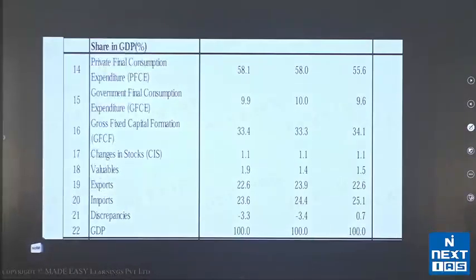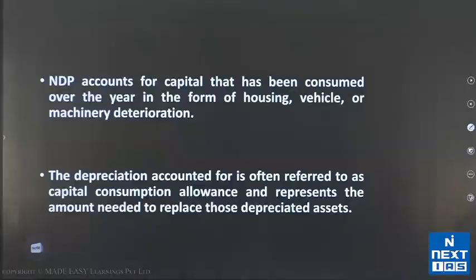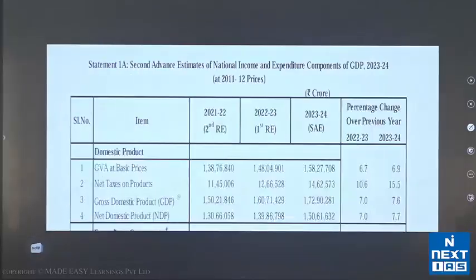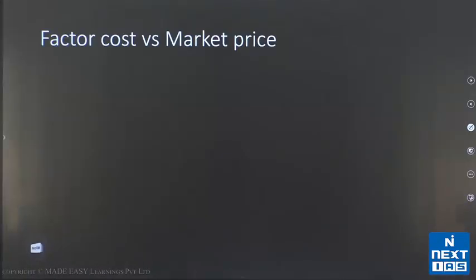Number 2: GDP greater than GNP. Tell me, GDP greater than GNP means what? Closed economy or open economy? In brackets, open economy, comma, net factor income from abroad is negative.